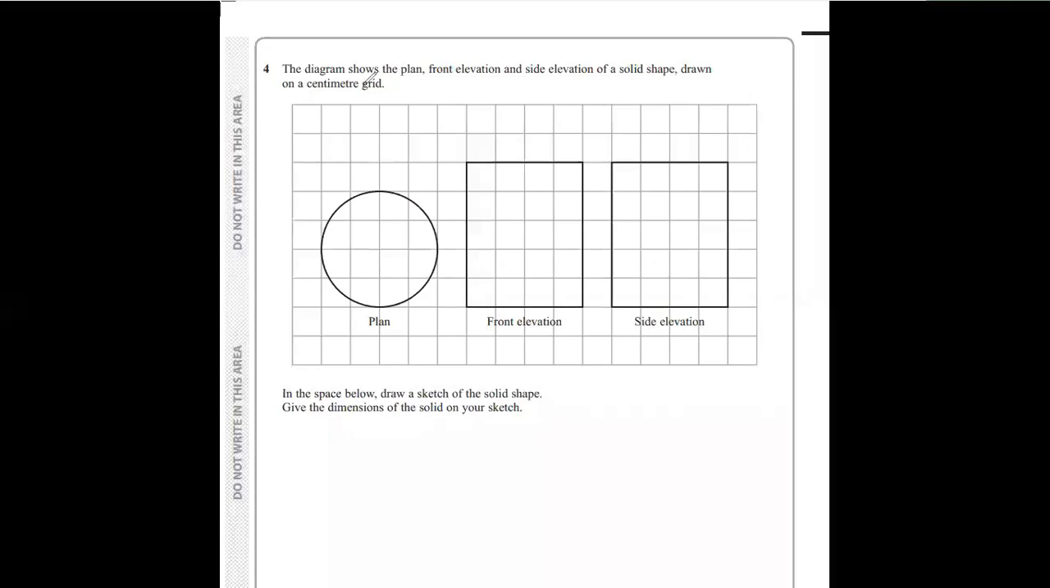Question number 4. The diagram shows the plan, front elevation, and side elevation of a solid shape drawn on the centimeter grid. Plan is like bird's eye view, is circular face. Front and side elevations are rectangles. In the space below, draw the sketch of the solid shape.